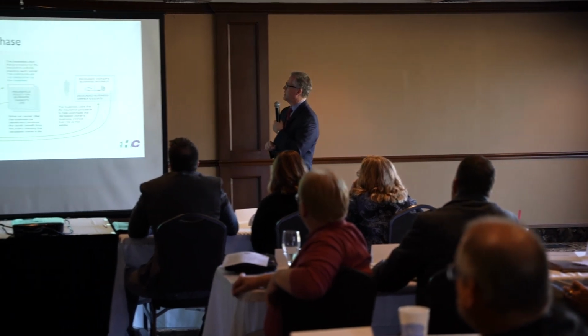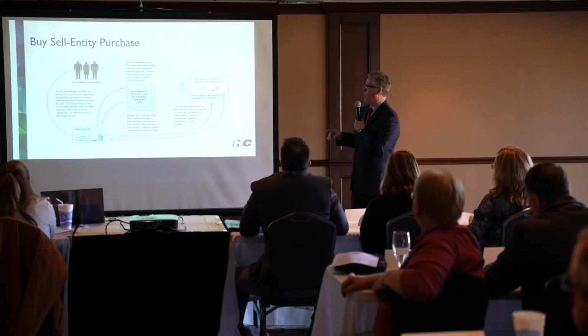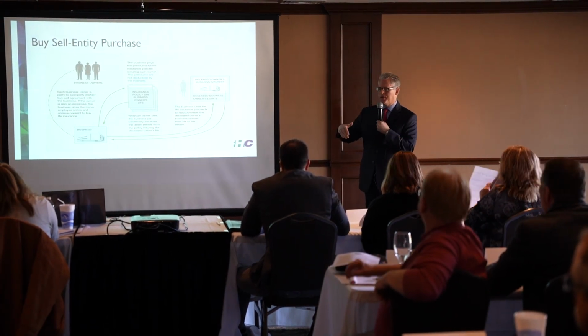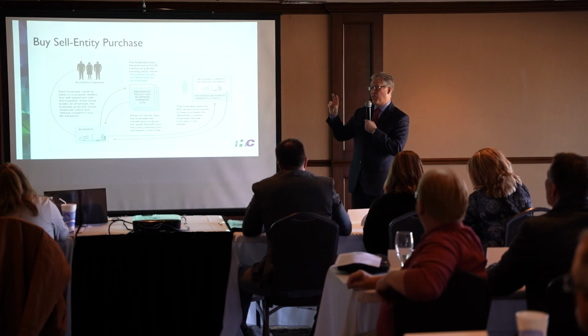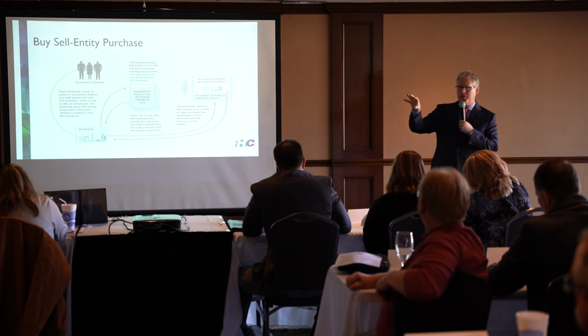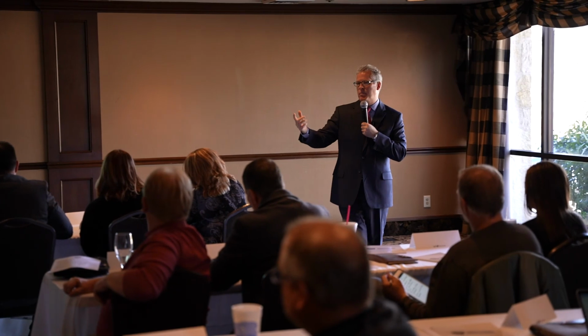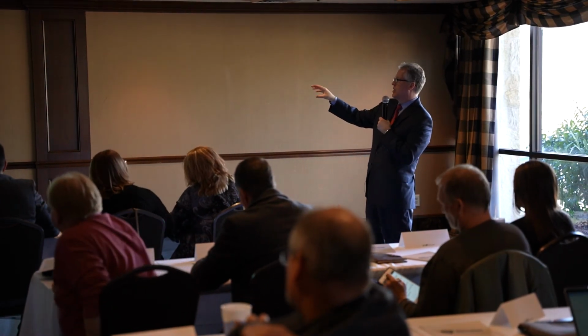So buy-sell entity is the same concept that we just talked about in the cross-purchase, but you've got more than 2 people. Whenever you start getting in a business that has more than 2, in excess of 3 typically, you're probably going to shift to an entity purchase, which is the business owns the life insurance, not you and me on each other. XYZ company buys 3 policies and owns them on each of the 3 business partners, as opposed to a cross purchase where we would have to buy a total of 6, right?